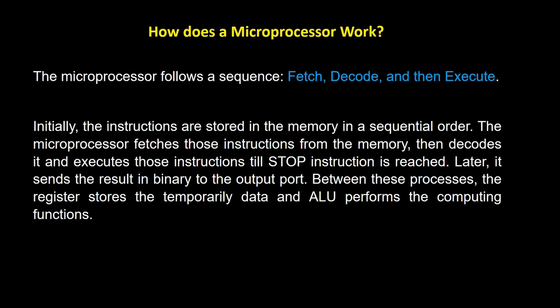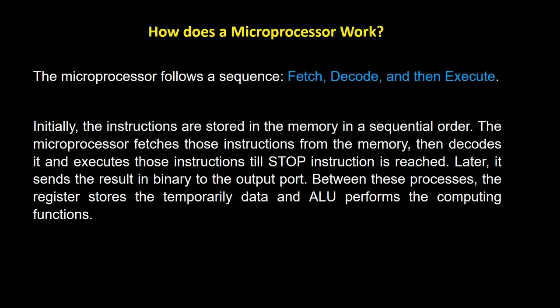Now let's discuss how the microprocessor executes instructions and sends the result to the output port. We know that the microprocessor is the brain of a computer and it is responsible for executing instructions that are stored in the memory. These instructions are executed in a sequence known as the fetch, decode, and execute cycle.